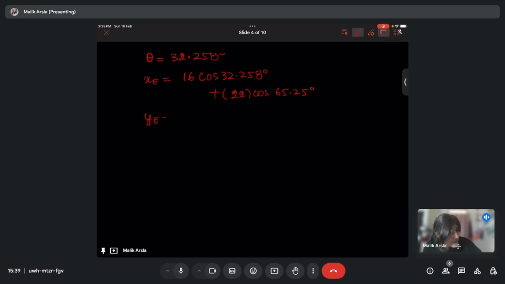Similarly, Y will be equal to, okay, so Y will be L2 sine theta, only sine will be there. 16 sine of 32.258 degree plus 22, sorry, not cos, it will be sine, right? So 22 sine of 62.25 degree. So what is XE coming out to be from here? Both places sine will be there. Sorry, YE, I'm sorry. This will be sine.